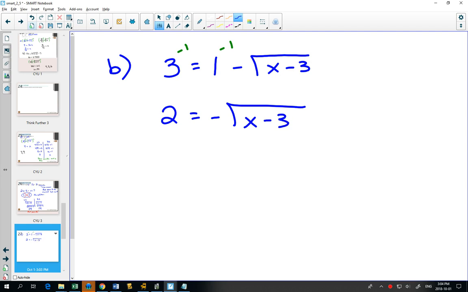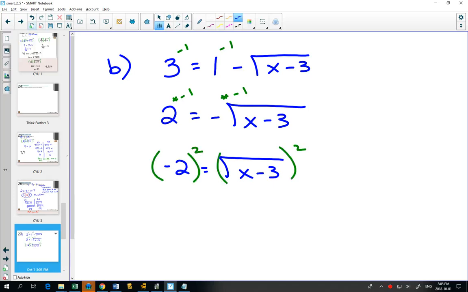And at this point, I could square both sides, but there's a negative in front. If I wanted to get rid of that negative in front, I could multiply both sides by -1, and I would get -2 equals the square root of x minus 3. So now I've got my square root by itself. How do you get rid of a square root? Square both sides. What's -2 squared? 4. Equals, square root cancels out, x minus 3. Add 3 to both sides, and you get x equals 7.